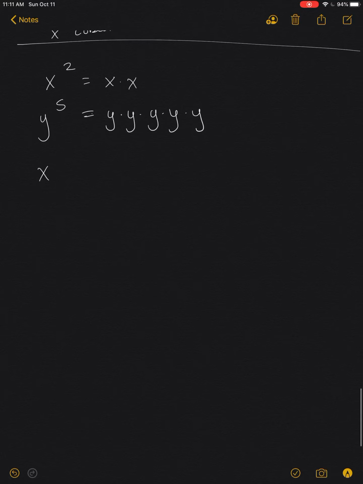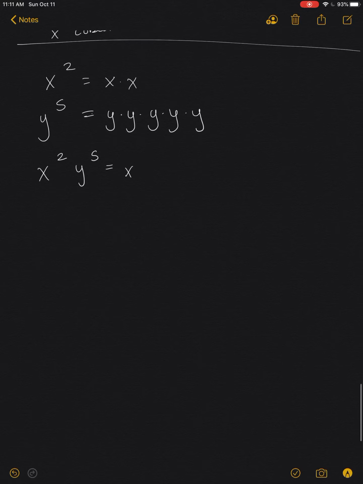Right, so if you have x squared, that means 2 x's. If you have y to the 5th power, that would be multiplying y 5 times, okay? You might have something like this, x squared, y to the 5th.